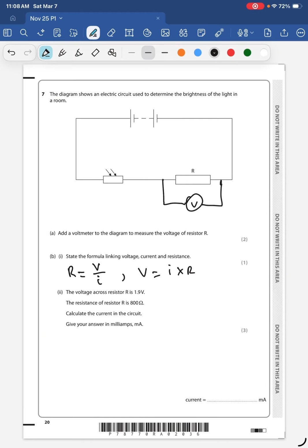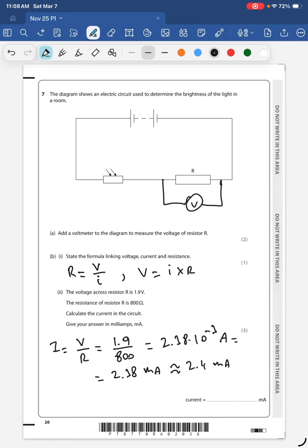Okay. 2. The voltage across resistor R is 1.9 volts. The resistance of resistor R is 800 ohms. Calculate the current in the circuit. Give your answers in milliamps. So I is V over R. So that's 1.9 over 800. So 2.38 times 10 to the negative 3 amps, which is 2.38 milliamps, which we can also write as 2.4 milliamps.